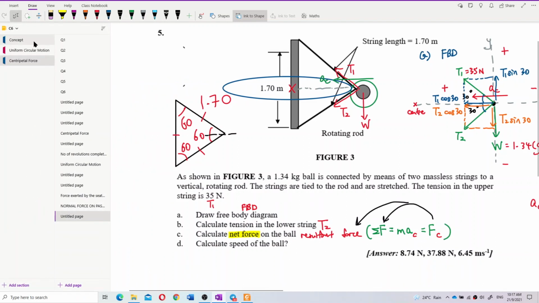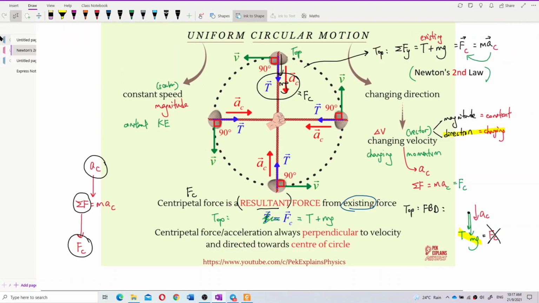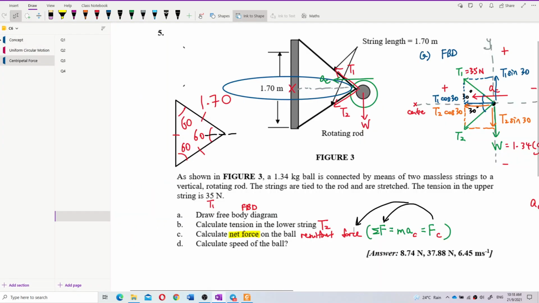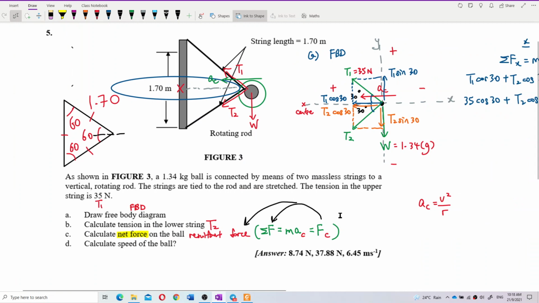I did explain about this concept already. Centripetal force is the resultant force, resultant force from existing forces. The resultant force mAC is actually the centripetal force. Remember that. So, back to our questions here.